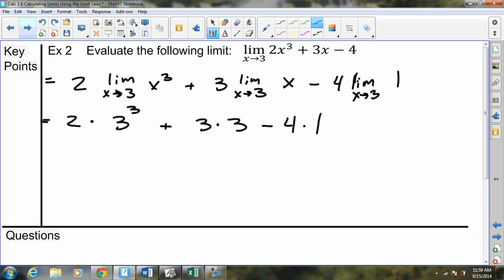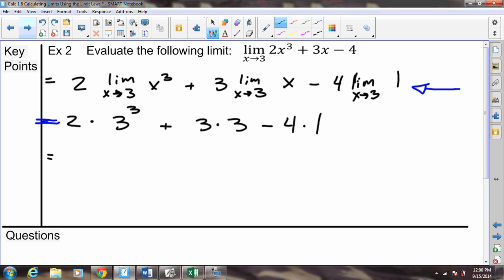This second step is typically where you would actually begin your writing. We know, based on the theorems, that we're allowed to do those things, but it's so much writing that most people don't take the time to write that step out. They'll go directly to evaluation of the limits. Instead, just start plugging it in and see what you get. In that instance, we would have 2 times 27, which is 54, plus 9, subtract 4. We get the overall answer, 59.